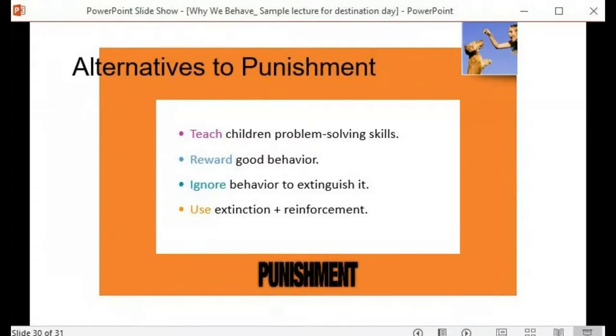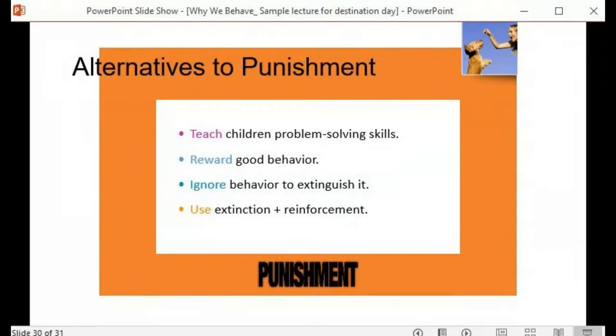Say, I really like the way you're sitting quietly at the table. Thank you so much. Or, I really appreciate that you helped me carry this bag. Anything you can find where your child is good, give them a compliment, reward them. That can make a huge difference because people are craving this positive reinforcement.